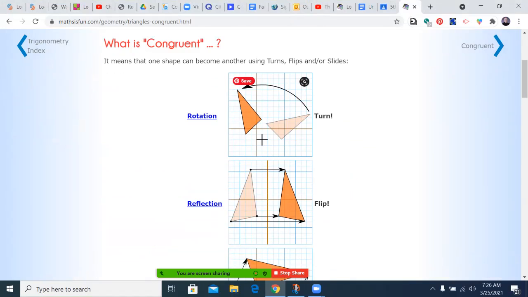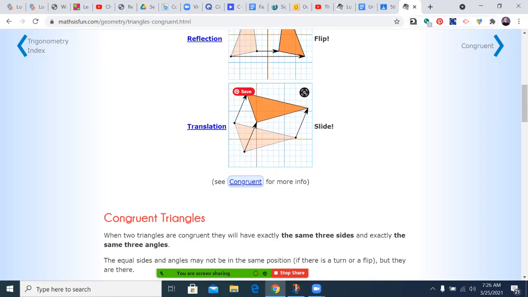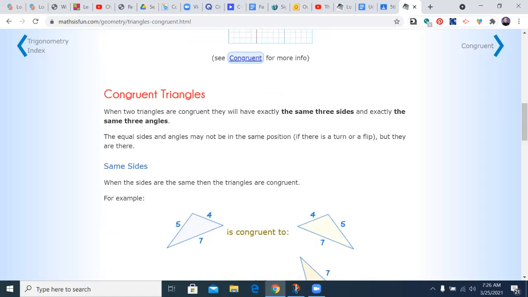The angles are the same. The lengths of the sides are the same. No matter what I do, it's going to be the same, whether I rotate it, reflect it, or translate it, which we'll worry about another day. When two triangles are congruent, they will have exactly the same three sides and the same three angles. The equal sides and angles may not be in the same position, but they are there.